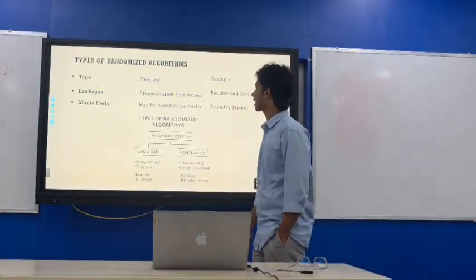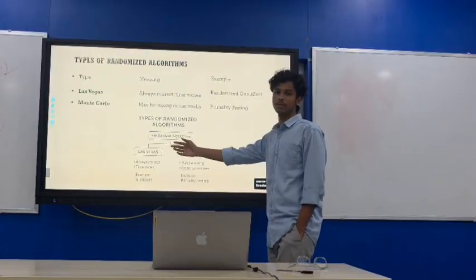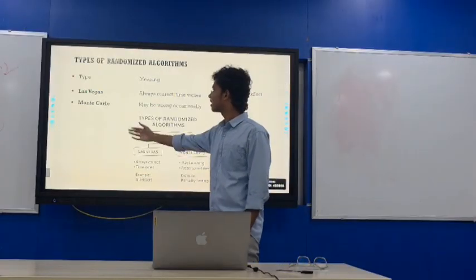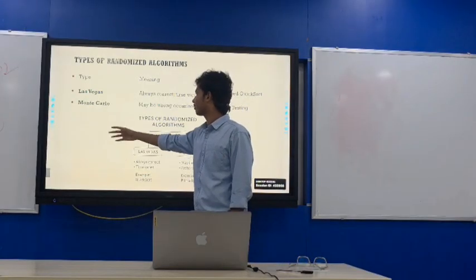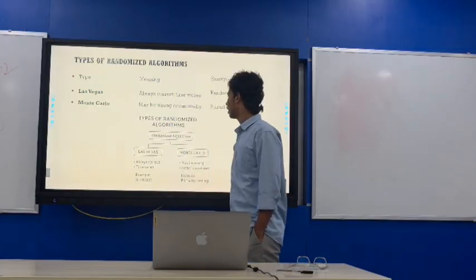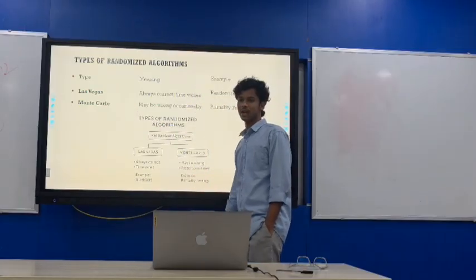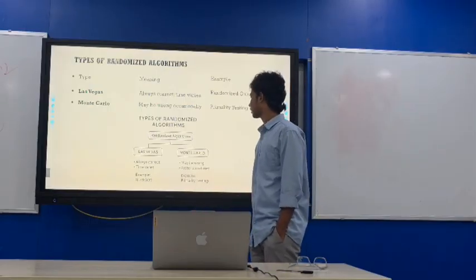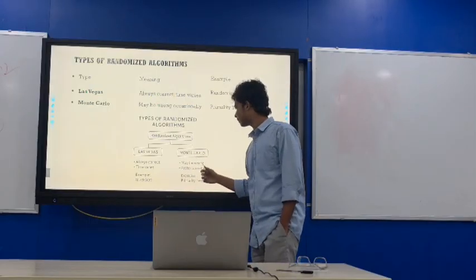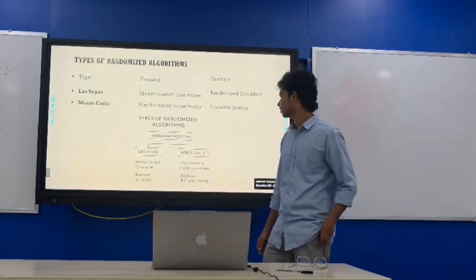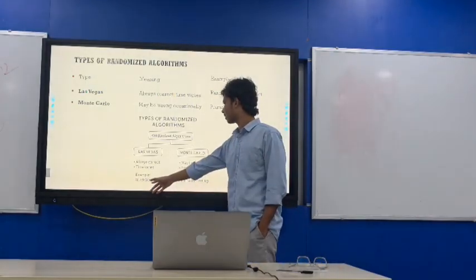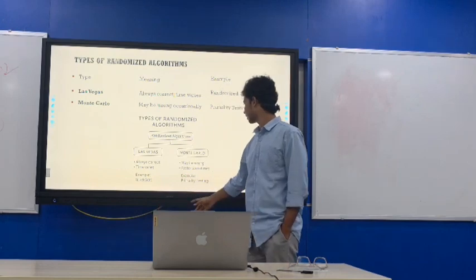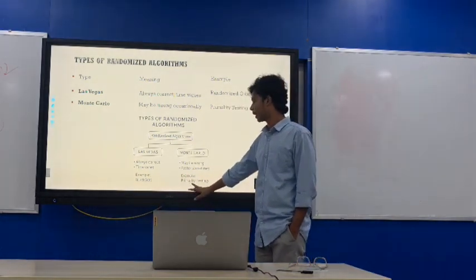Coming to the types of randomized algorithms, there are two types: one is Las Vegas, and another one is Monte Carlo. Las Vegas is always correct, but its running time varies sometimes. And coming to Monte Carlo, it may be wrong, but faster. An example for Las Vegas is quicksort, and an example for Monte Carlo is primality testing.